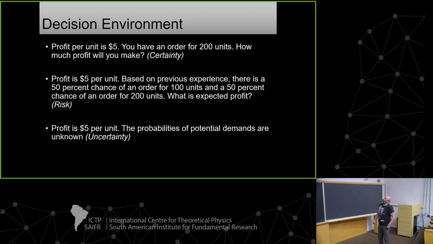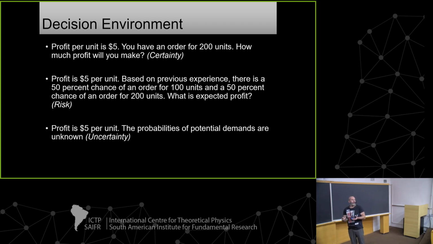The other one is risk. Profit is 5 per unit. Based on previous experience, there is a 50% chance of an order for 100 units or a 50% chance of an order for 200 units. What is the expected profit, given that you have a cost to produce these units? You don't know if you will sell all of the units, because there is a probability of selling all of them or only selling 100 of them.